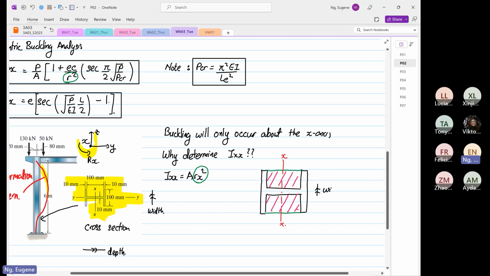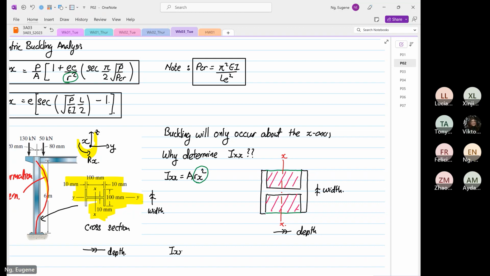From here we know that this is what we declare: this will be our width, and this direction over here will be our depth. So IXX is equal to, the width is 100, our depth is 120, so 100 times 120 cubed divided by 12, minus.